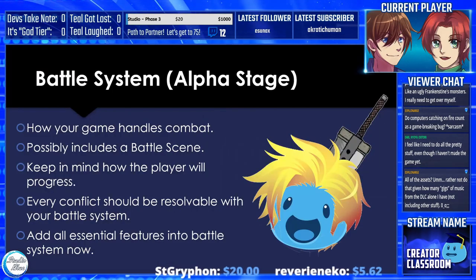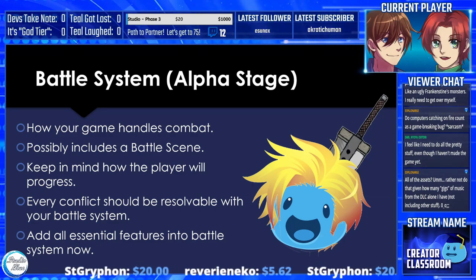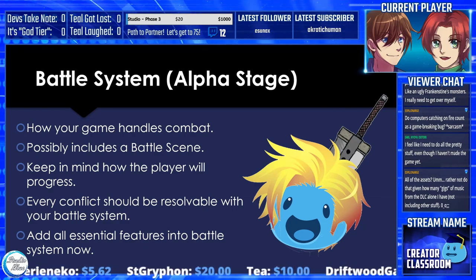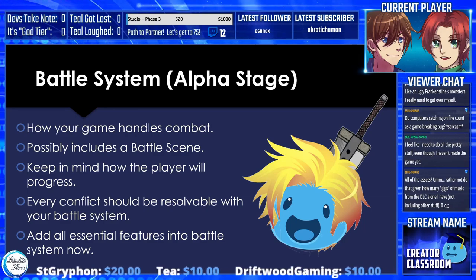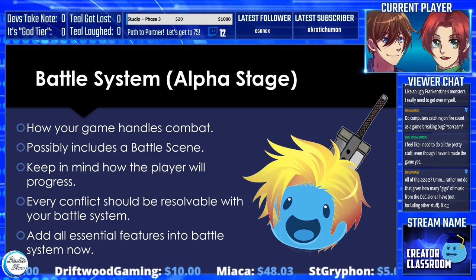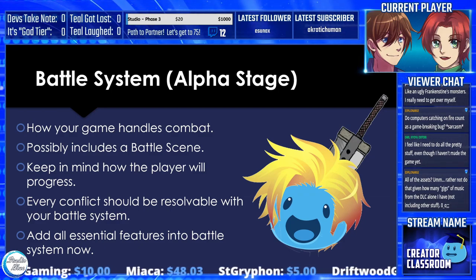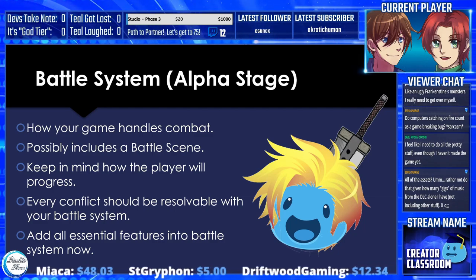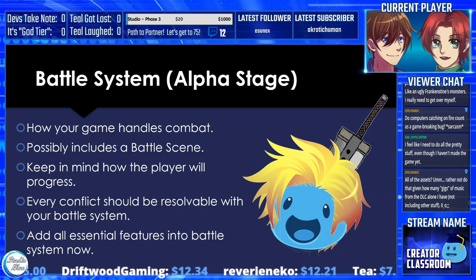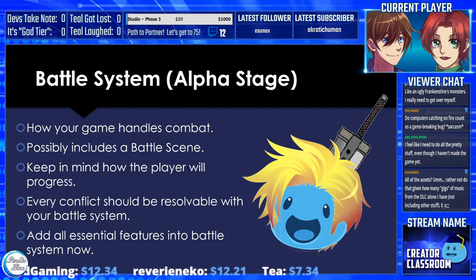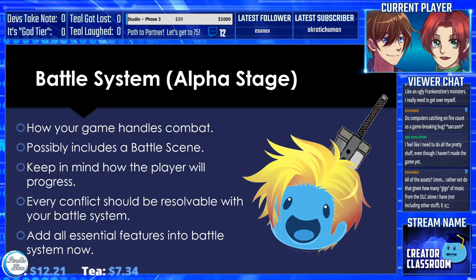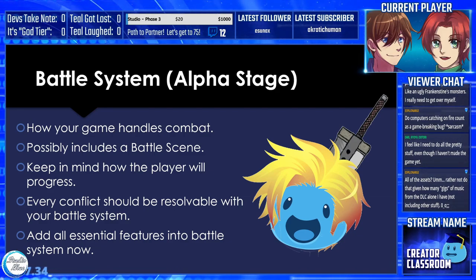Moving on. The battle system. This is how your game will handle combat, possibly included in a battle scene. When you create your battle system, please keep in mind how the player will progress through the levels in your game. It makes no sense to create a flashy, over-the-top action combat system if your maps don't account for it. Also, every conflict point in your story should be resolvable with your battle system, even if it's actually solved cinematically. Add all of your essential features into your battle system now, leaving room for the peripheral ones before you start the beta stage.